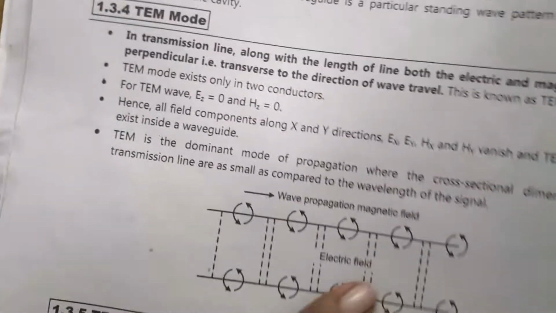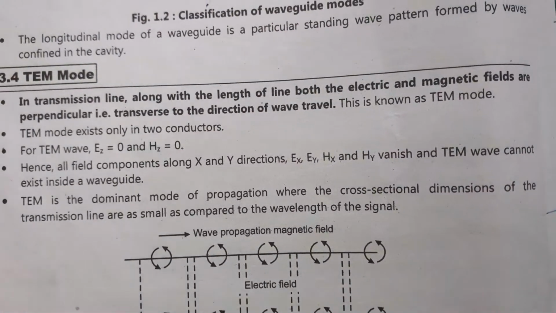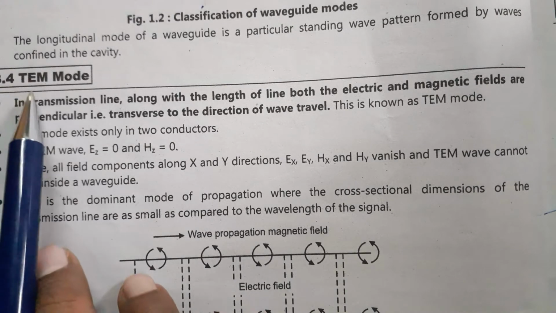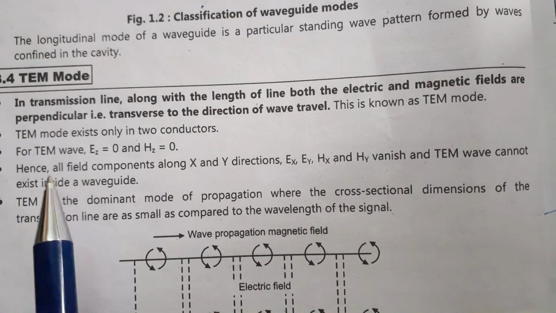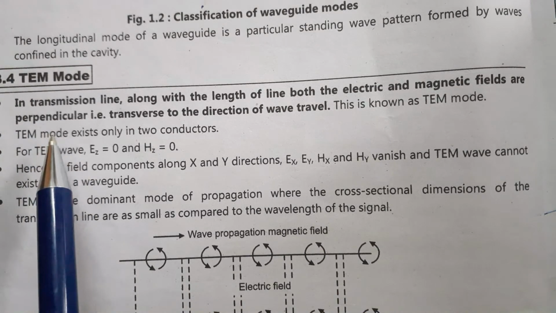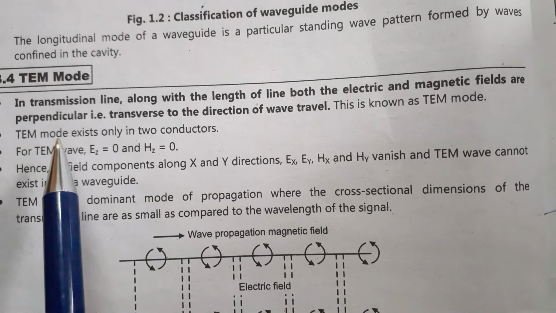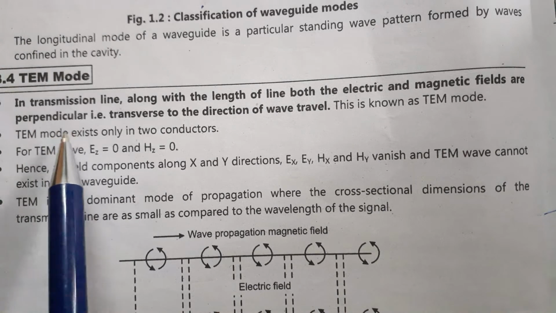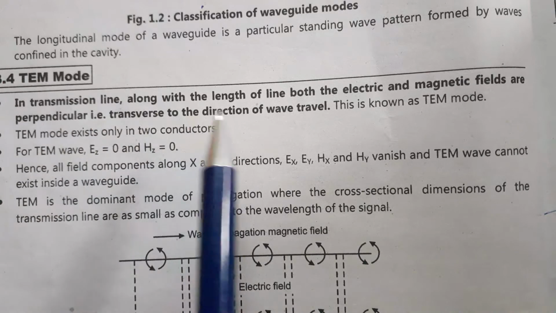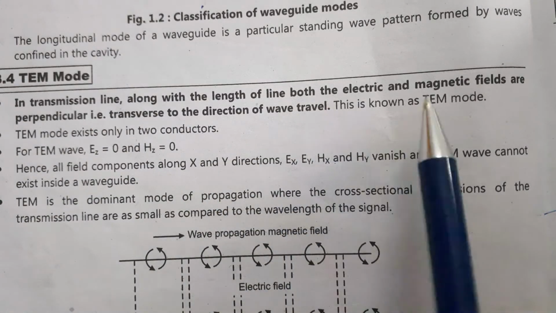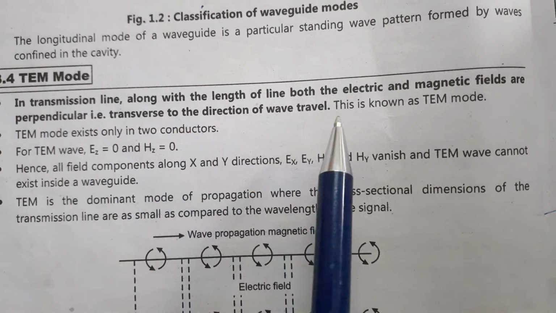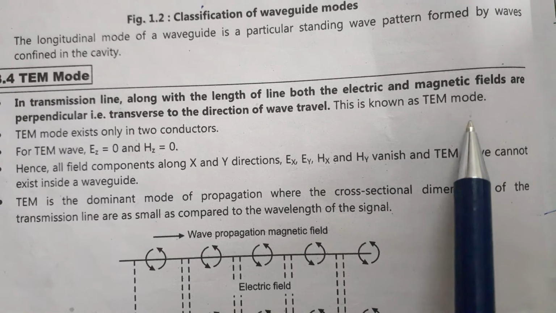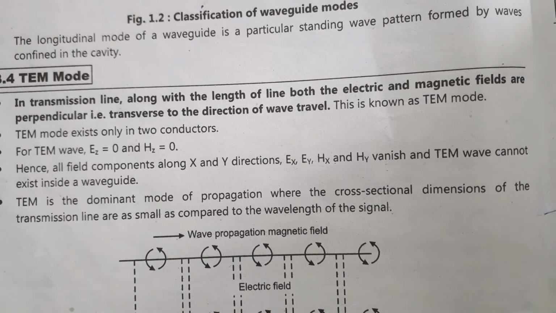Listen here. TEM, that is transverse electromagnetic mode, the long form. Okay. So here we will draw the figures showing that both the waves are perpendicular to each other. So in a transmission line, along the length of the line, both electric and magnetic fields are perpendicular, that is transverse, to the direction of the wave. This is known as TEM mode. It means, as already drawn, the electric and magnetic waves are perpendicular to each other.